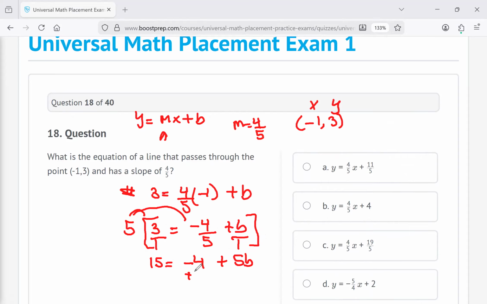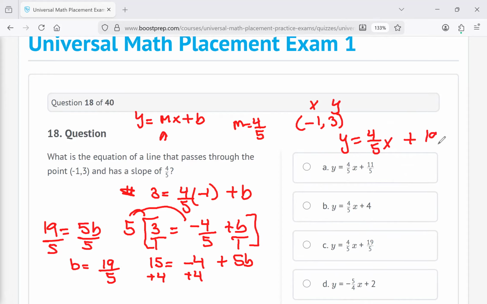And then solve for b, so you're going to add 4 to both sides. 15 plus 4 is 19. Divide this by 5. So my b is 19/5. Okay, so now we have everything. So our final answer is going to be y equals m, which was 4/5, and my b is 19/5.